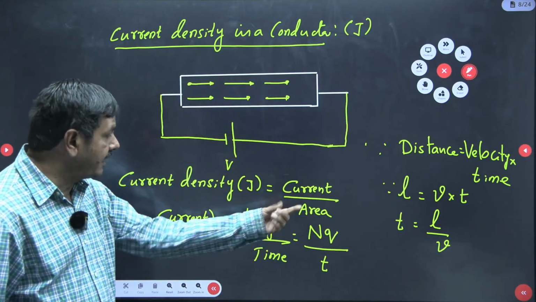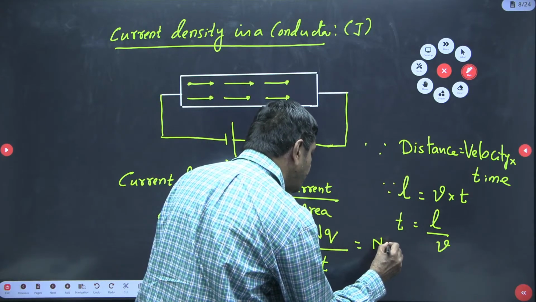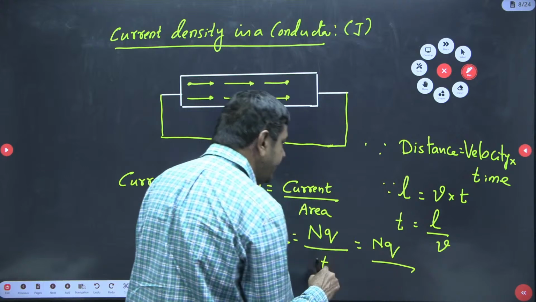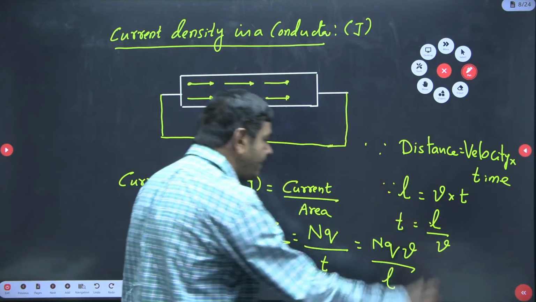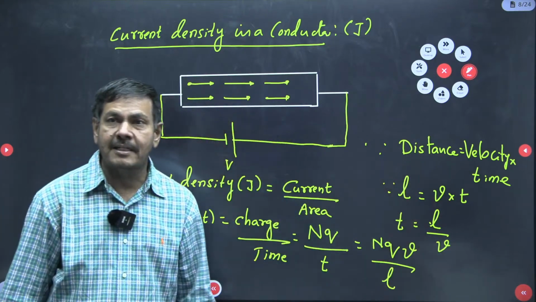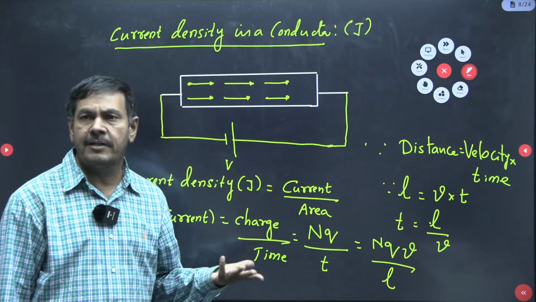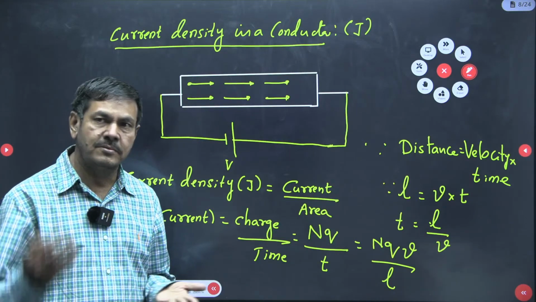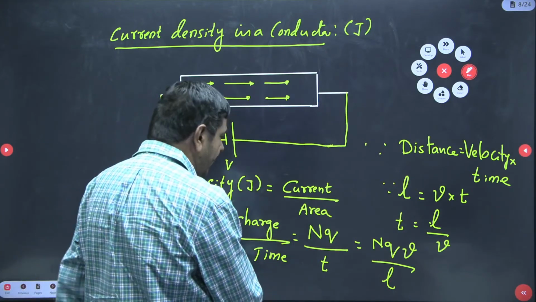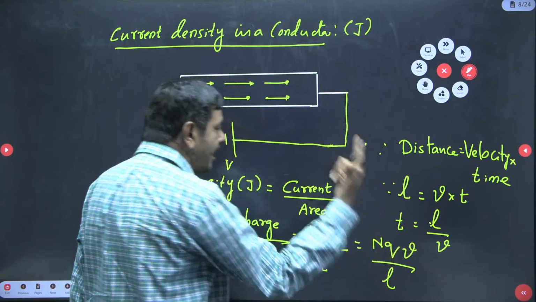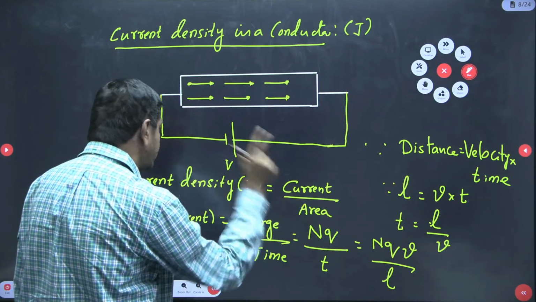So the current formula I can write like this: NQ by T, and T is nothing but L by V. Suppose in a problem it becomes necessary to find the current. In a different way you will find current equal to voltage by resistance, allowed. Otherwise, current equal to N into Q into V by L is also allowed. Now this current I want to substitute in this particular equation.